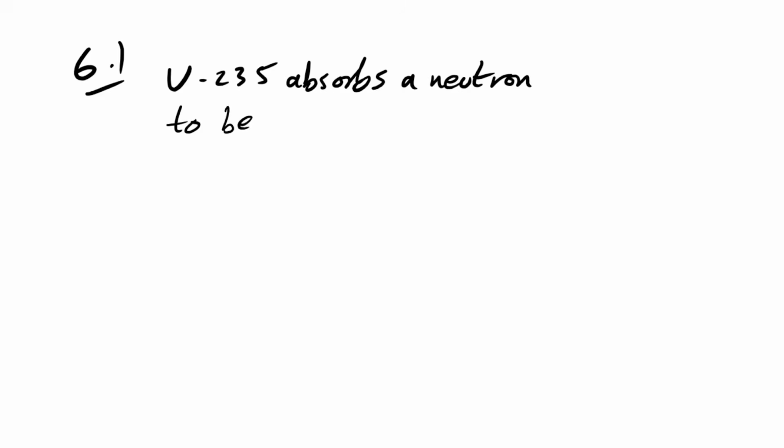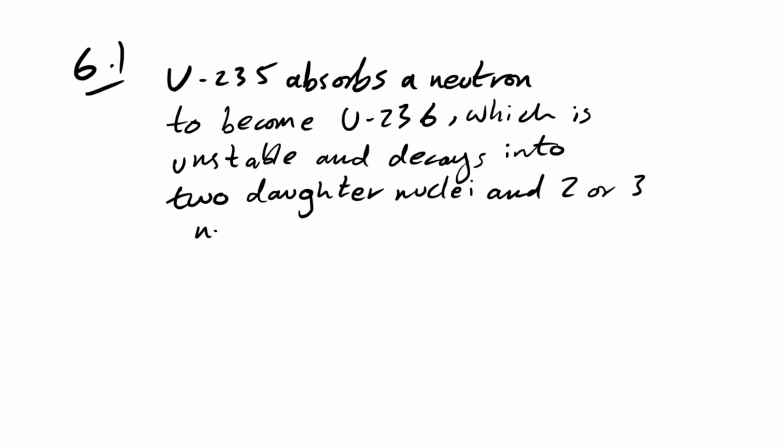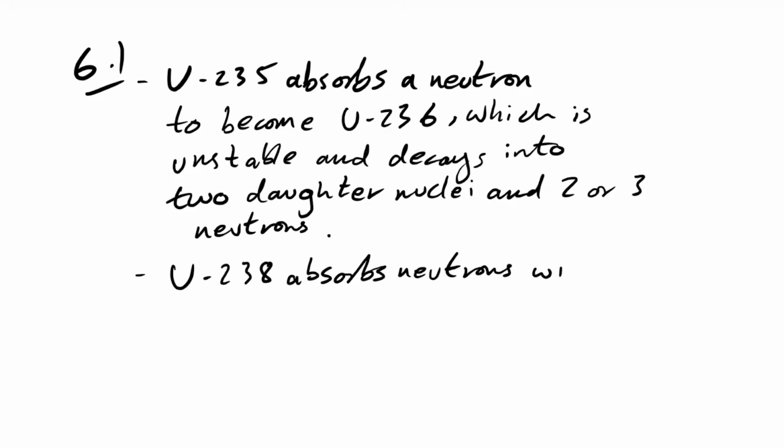6.1 thermal reactor. We're using uranium-235, and we have a lot of it. What happens when neutrons interact with uranium-235 and 238? So we know that uranium-235 absorbs a neutron to become uranium-236, which is unstable and decays into 2 daughter nuclei and 2 or 3 neutrons. Uranium-238, though, absorbs neutrons without undergoing fission. It just sits there. We can also say that it scatters neutrons.